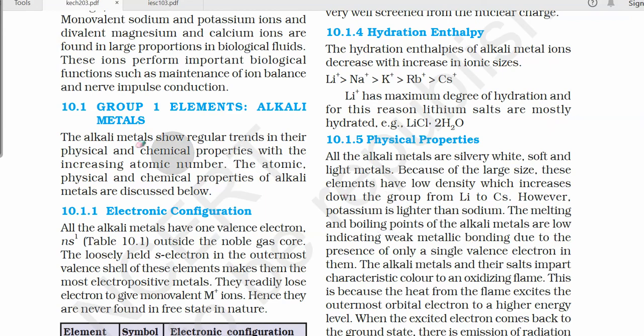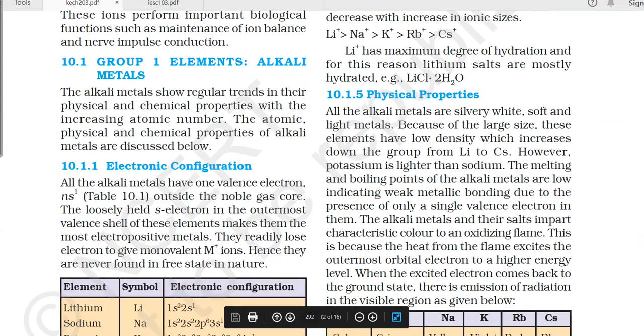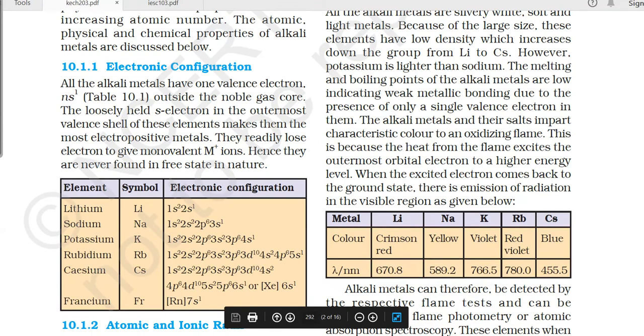Next, the melting and boiling points of the alkali metals are also very low, indicating their weak metallic bonds due to the presence of only a single valence electron in them. The alkali metals and their salts impart characteristic colors to an oxidizing flame. If we make some salts of the alkali metals and burn them, we will see that they produce a characteristic colored flame. So which kind of flames can be produced?